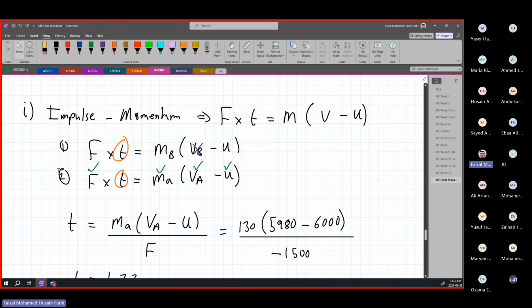Okay? Or we can use it for the second case, which is MA times VA minus the initial velocity, which is the same for both, because the force is exactly the same force, that is the impulse force. Okay?